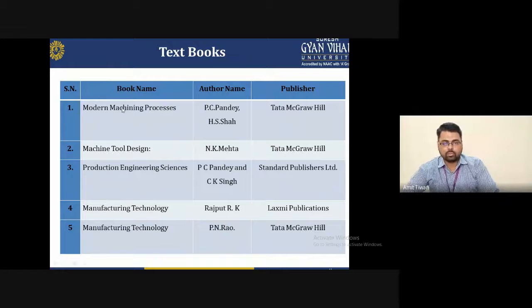First, Modern Machining Process, authored by P.C. Pandey and H.S. Shan, Tata McGraw Hill publisher. Second is Machine Tool Design. If you want to understand tool geometry in detail and how to design the tool material, prepare the N.K. Mehta book, Tata McGraw Hill publisher. Third is Production Engineering Services by P.C. Pandey and C.K. Singh, Standard Publisher Limited. The fourth is Manufacturing Technology by R.K. Rajput, Laxmi Publication, and Manufacturing Technology by P.N. Rao, Tata McGraw Hill Publication.